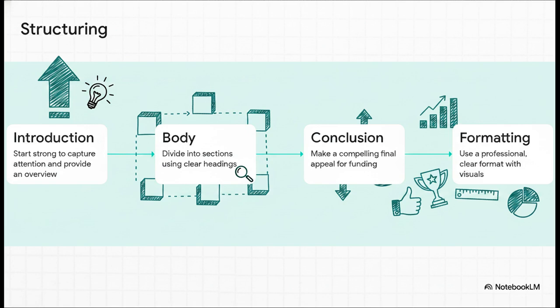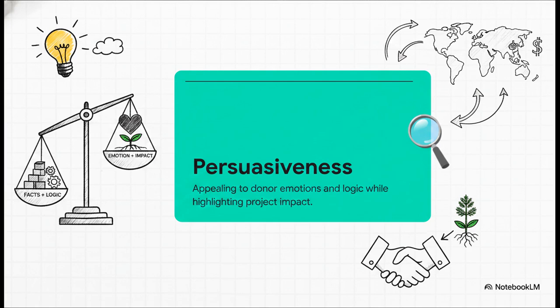Wrap the whole shebang in professional formatting, using charts and clean design to make your logic completely effortless to follow. At the very heart of flawless execution is persuasiveness. Now, in proposal writing, this is never, ever about trickery or being overly salesy. It's really the ultimate balance of facts, logic, and emotional appeal. It's about aligning your project's goals perfectly with the donor's genuine desire to make a tangible difference.